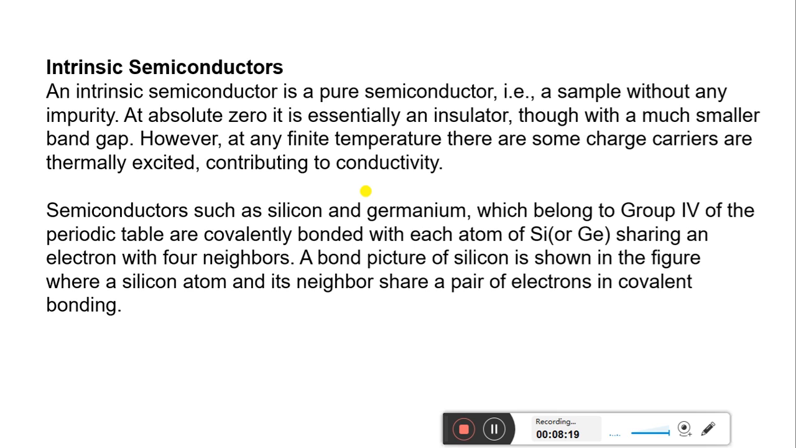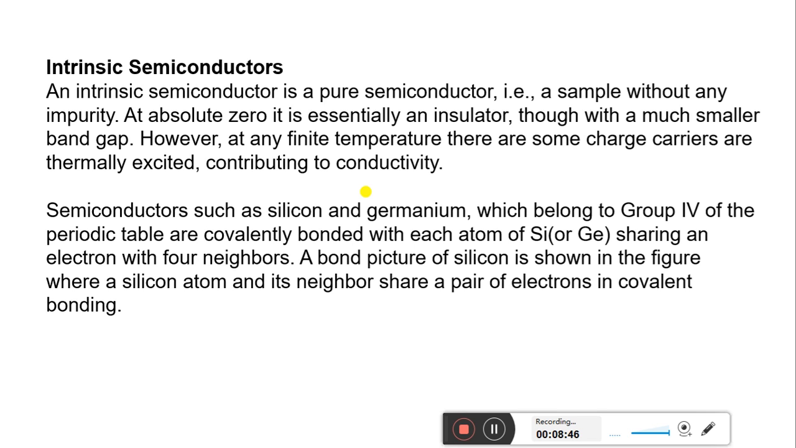What it means is that at normal temperature there are no charge carriers, and they have a very small band gap. However, if they get some finite temperature, then what will happen? These charge carriers are thermally excited and they contribute a small conductivity.